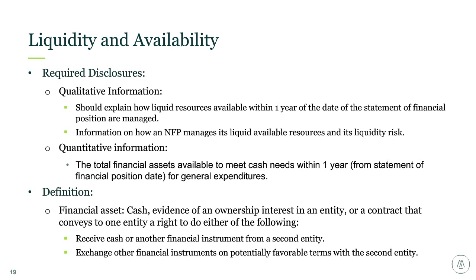The new ASU requires you to now disclose information specifically on liquidity and your availability of assets. So you're now required to disclose qualitative information on how your organization manages its liquid resources, as well as quantitative and qualitative information that communicates the availability of your organization's current financial assets at the statement of financial position date to meet near-term cash needs for your general expenditures.